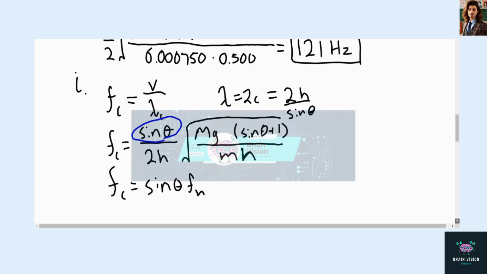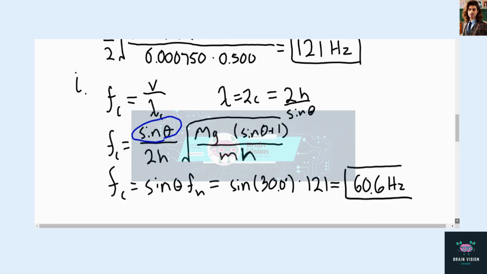So we can go ahead and just evaluate this formula. Sine theta will be sine of 30 degrees, times Fh, which is 121 hertz. Sine of theta, or sine of 30 degrees, of course, is just 1/2. So we'll end up with 60.6 hertz for our answer, which makes a lot of sense if sine of 30 is 1/2. And there you go. That's how you do this problem.